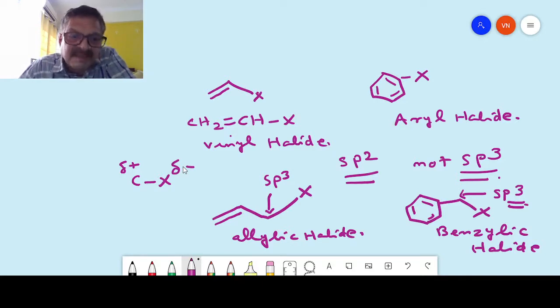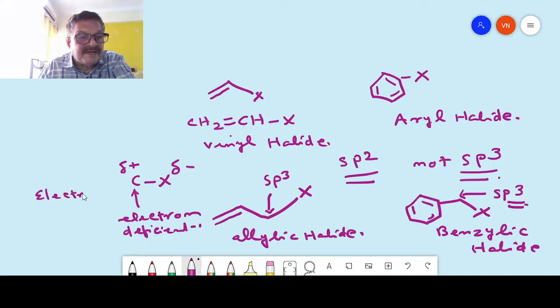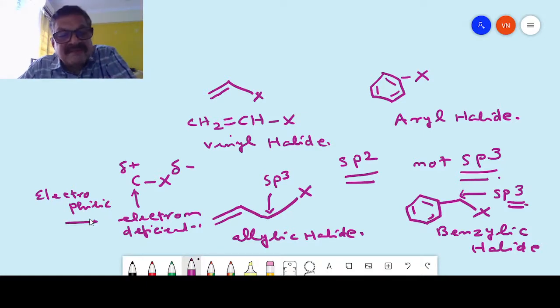Therefore, the carbon atom is made electron deficient. This electron deficient carbon atom will act like an electrophile. Nucleophile, electrophile. It is an electrophilic carbon, that is, an electron deficient carbon because of the presence of the halogen atom. Therefore, the characteristic reactions of alkyl halides are substitution and elimination reactions, because alkyl halides contain an electrophilic carbon atom.